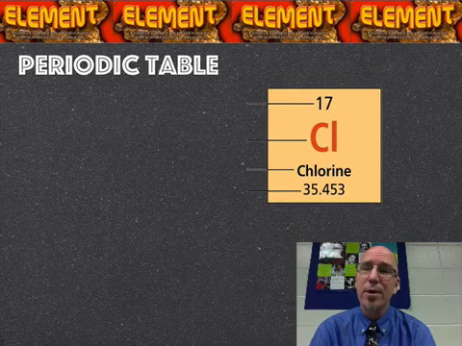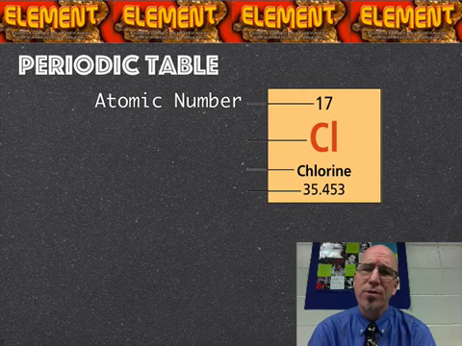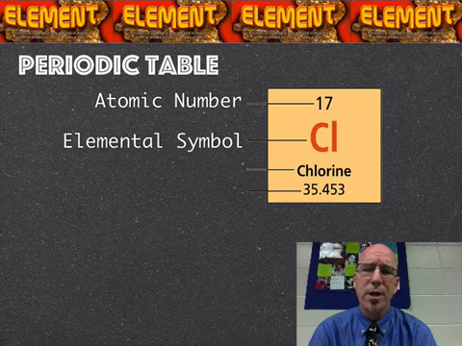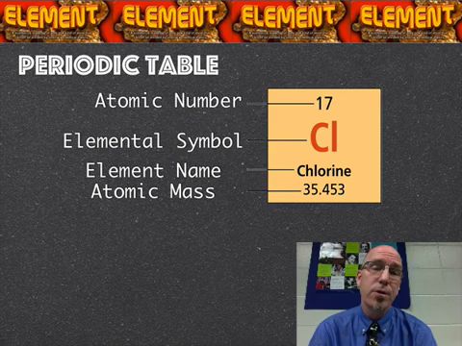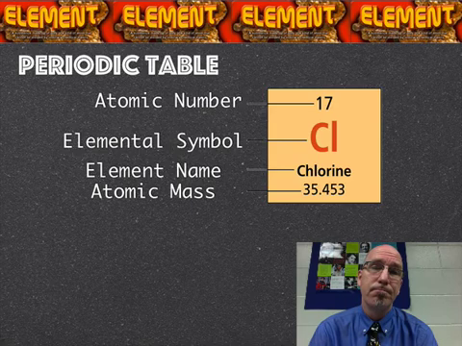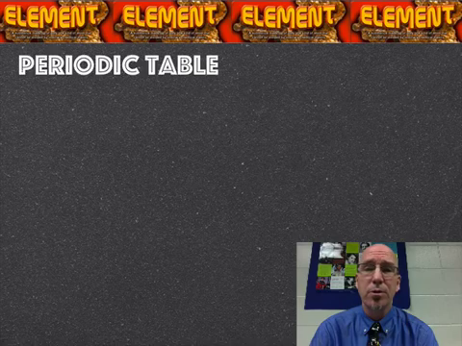All right, so the periodic table tells us a lot of stuff. First of all, that atomic number, what does that tell you? It tells you the number of protons. Then we have the elemental symbol, stuff we already know, the name, and then the atomic mass. There's another screencast about modern atomic theory that'll get into atomic mass and atomic number and those kinds of things.